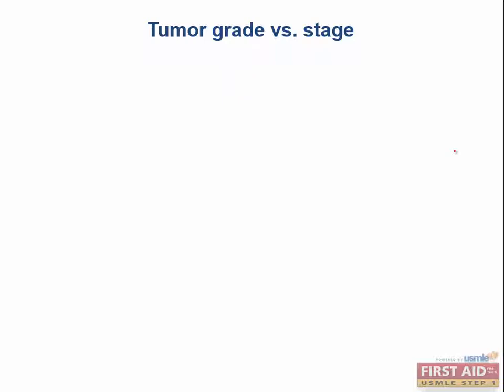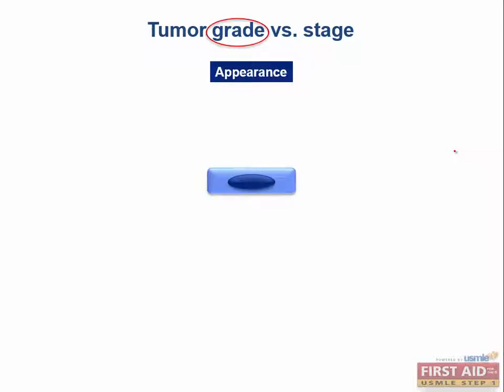Let's now talk about grade versus stage. So essentially, grade is just what does the tumor look like? What is its appearance? And you can think of this on a scale of 1 to 4. So here's the normal tissue. How closely does the cancerous cell resemble the normal tissue? If it resembles it almost identically, is that a high or a low grade? That's a low grade. That would be like 1. Remember, the scale is from 1 to 4.